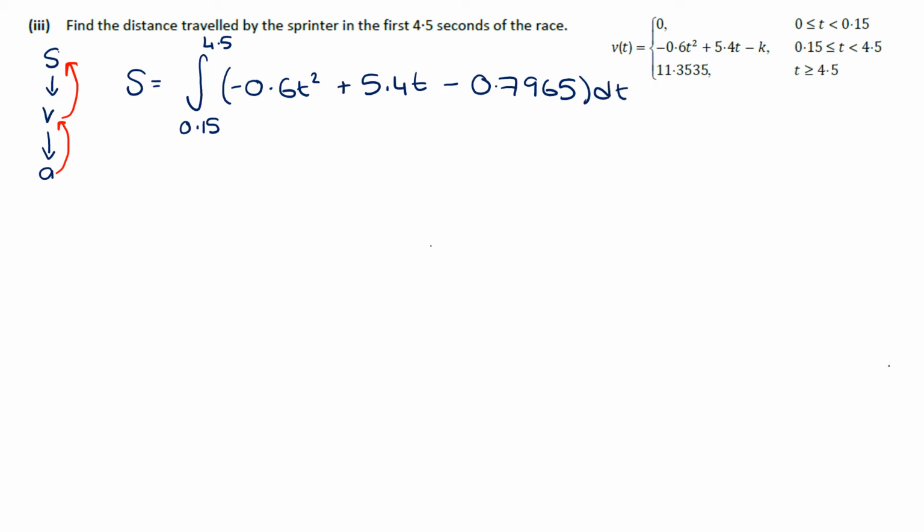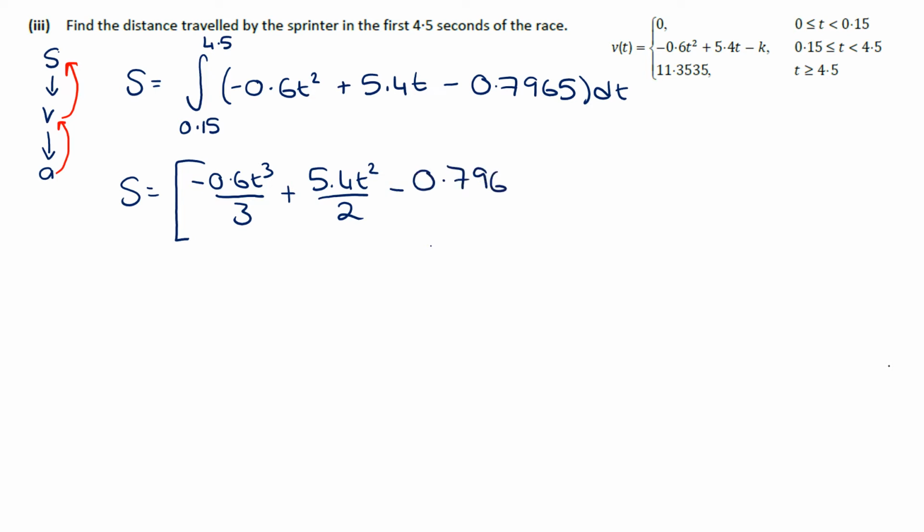So our rules of integration, because we're working with simply what we would usually have as an x to a power, it's t to a power. We're going to add 1 to the power, take 1 away from the power. So this becomes minus 0.6 t cubed divided by 3 plus 5.4 t squared divided by 2 minus 0.7965 t. It's divided by 1, but you don't need to put that in. We don't need to add the c because we're using our limits of integration to evaluate this. If you want to simplify it a bit to make it easier to put in your calculator, that's fine.